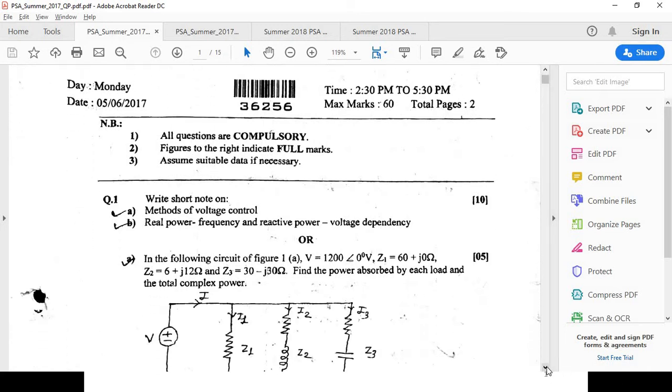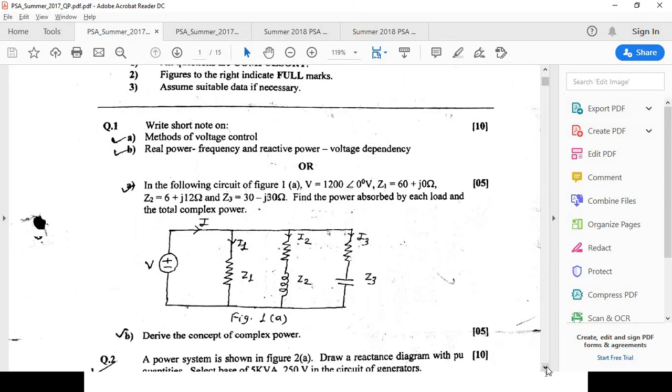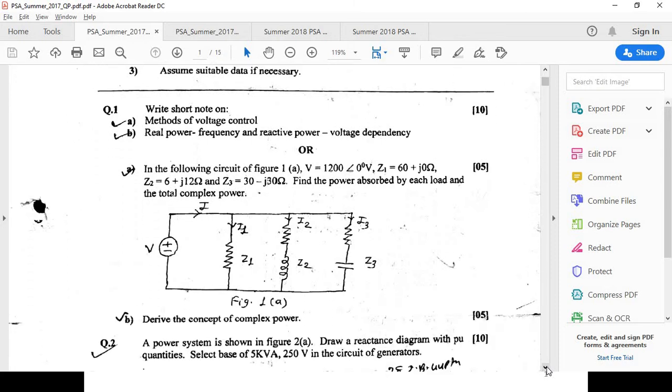Okay, the first question, number 1A, is based on the syllabus topic of complex power. If we go through the given data for the question, first of all we'll read out the question.